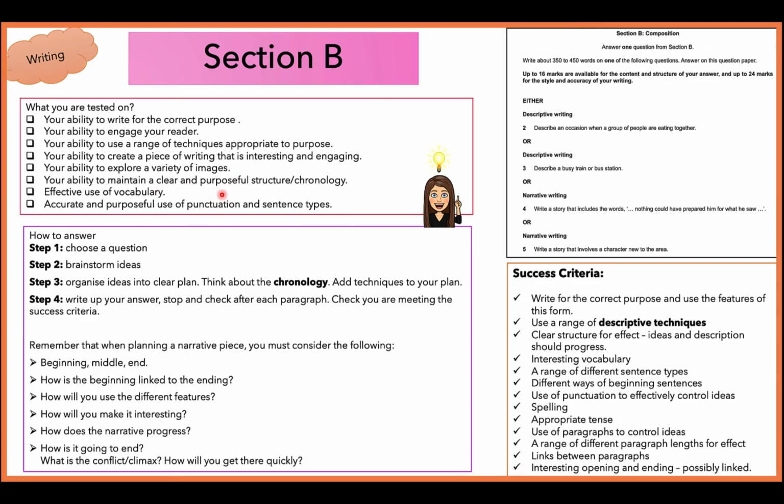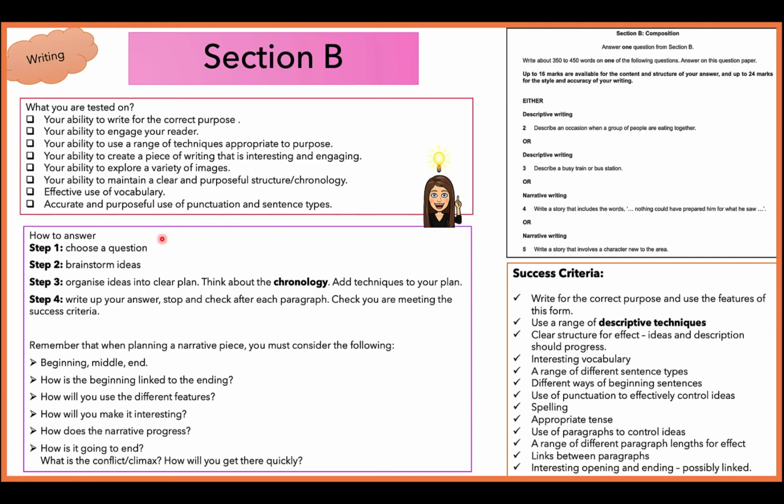Your ability to maintain a clear and purposeful structure, chronology. So this is important regardless of whether you are describing or whether you're writing a narrative piece. It must be clear how ideas are progressing, how they are linked, how you're making transitions, how you're getting from the beginning to the end, how the beginning and the end are even linked together. Effective use of vocabulary. You want to try and make sure that your vocabulary is ambitious as well and it's interesting. Accurate and purposeful use of punctuation and sentence types.